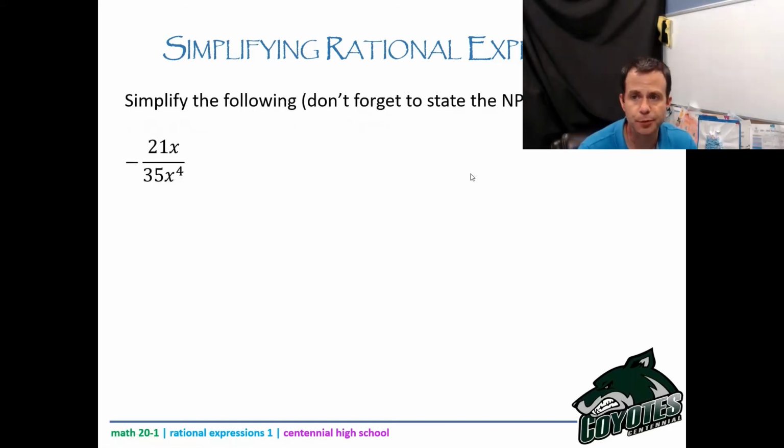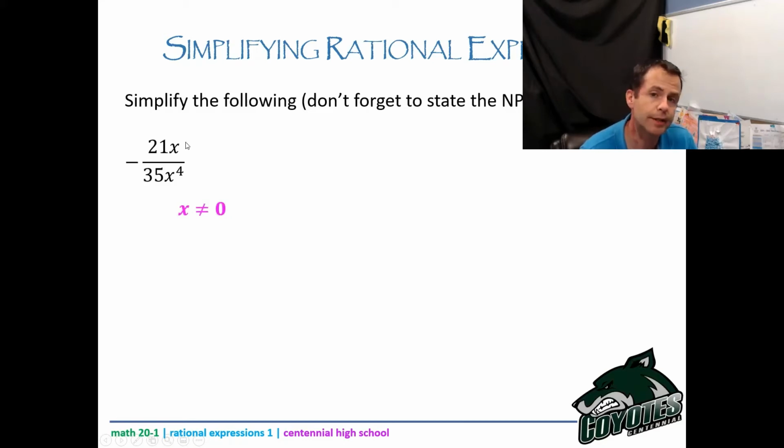Okay, so the first one is negative 21x over 35x to the 4. Now, the first thing we want to do is have that conversation around restrictions, NPVs, non-permissible values. You're going to hear all those phrases come out in questions. x can't be 0, because if x was 0 there, I'd end up with 35 times 0, which is 0. So x can't be 0. That's the first thing you'd want to state.